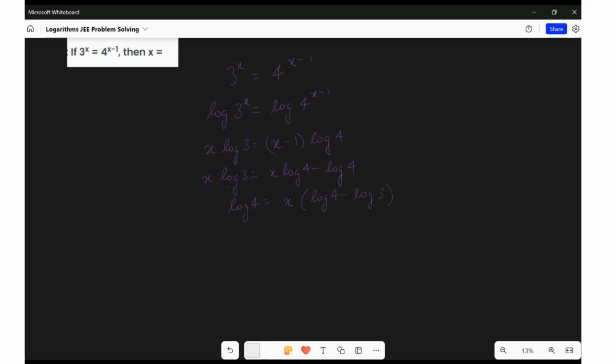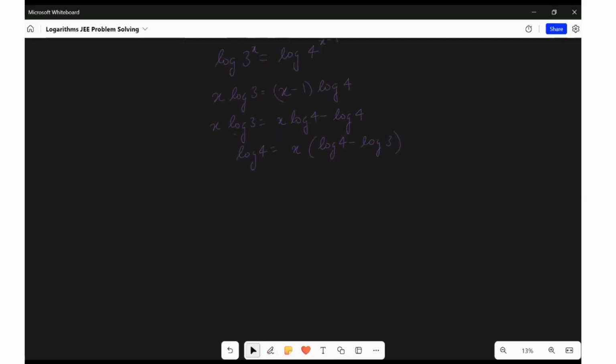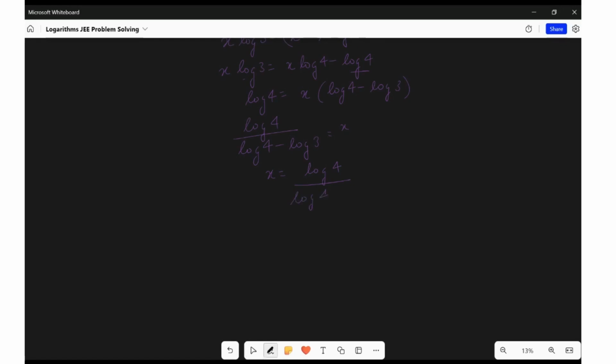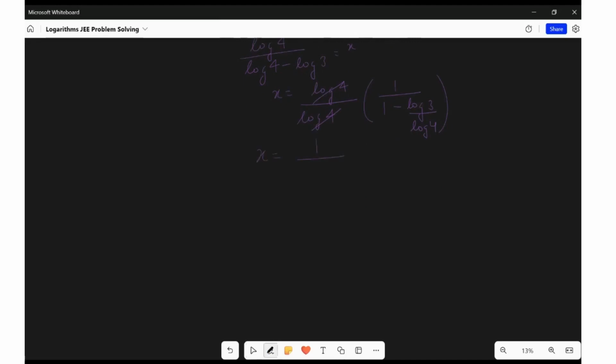We just transpose this to the other side. Now log 4 by log 4 minus log 3 is x. Now we can take log 4 as common in both the numerator and denominator. So log 4 by log 4 multiplied by 1 minus log 3 by log 4. This gets cancelled out. So x is 1 by 1 minus log 3 by log 4.